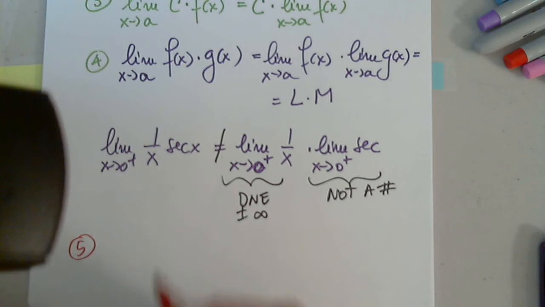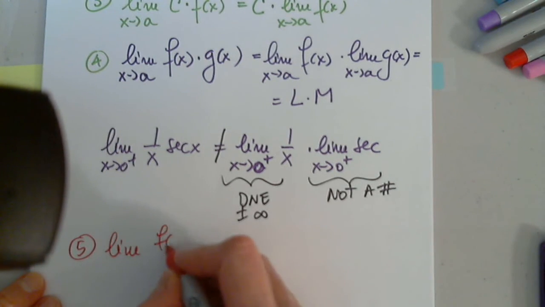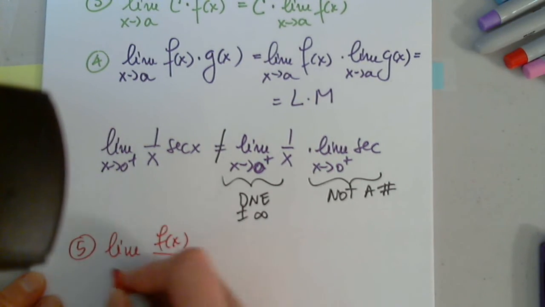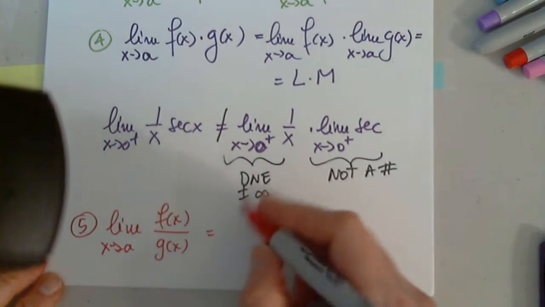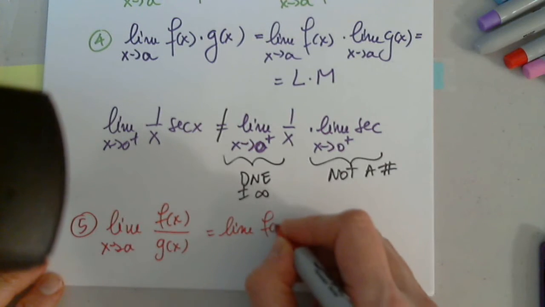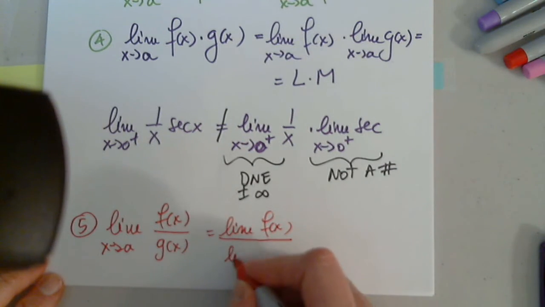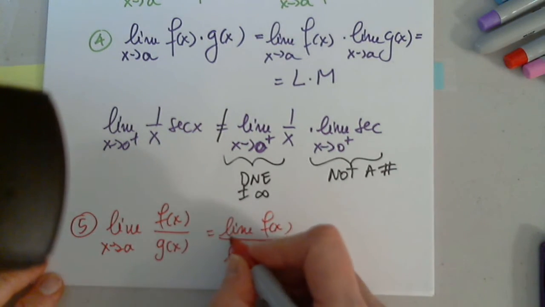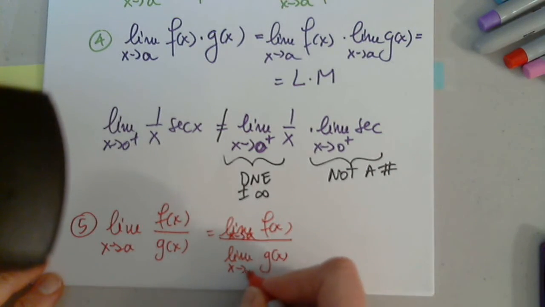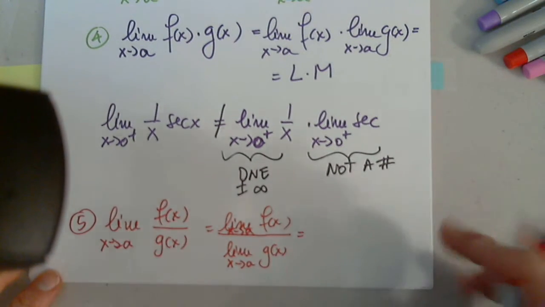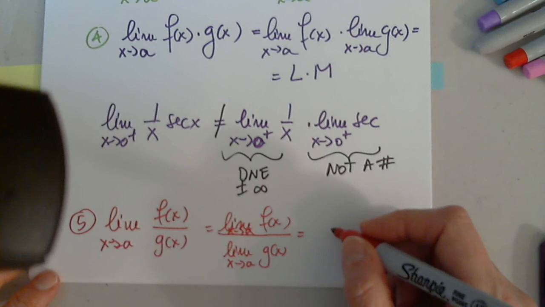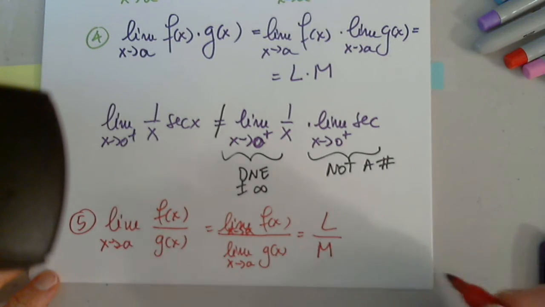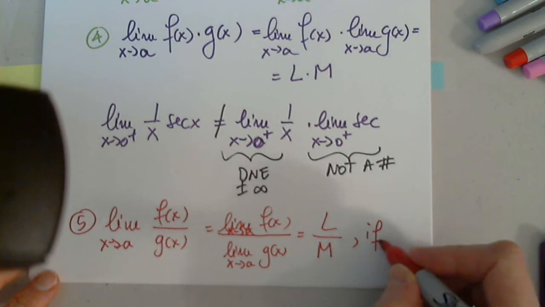That's clear. Okay, now the ratio. Limit of f of x over g of x as x approaches a from either side is limit of f of x divided by limit of g of x as x approaches a. And this is, Jordan, how much? It would be L divided by M. Very good. And I'm going to put an if.